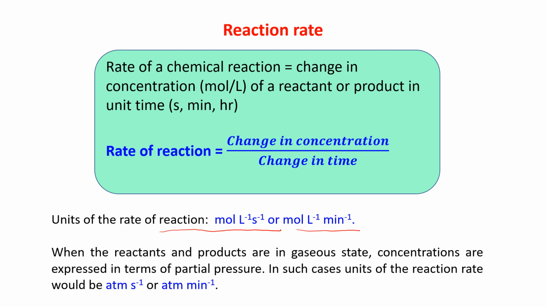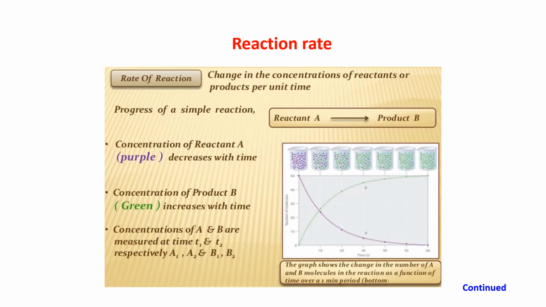When the reactants and products are in gaseous state, the concentrations are expressed in terms of partial pressure. In such cases, units of reaction rate would be atmosphere second inverse or atmosphere minute inverse. I think you have understood and you know about all these things. In this slide, whatever I have said, there is a graphical representation and the mathematical expression also.